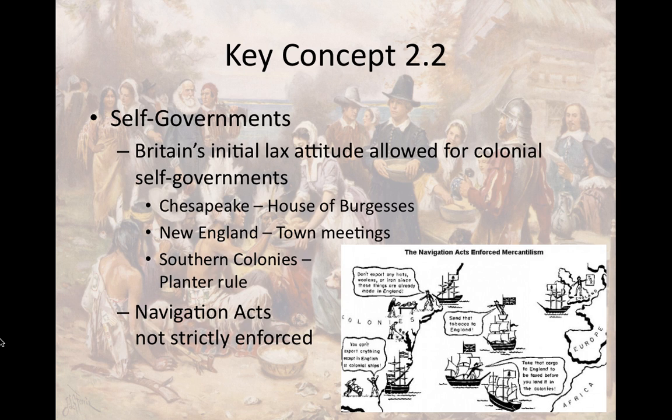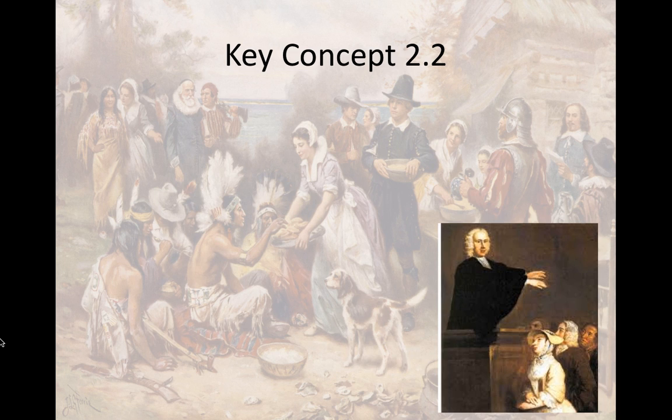And then those pesky Navigation Acts, which we talked about before, pictured in the bottom right-hand corner of your screen, required colonists to trade only with Britain. They weren't really enforced at all. So even though Britain wanted the colonists to behave, the colonies were making so much money that Britain didn't really care. It had these rules on just sort of by default, and really it saw no issue so long as the colonists were doing what they were supposed to do, and that is to make money.